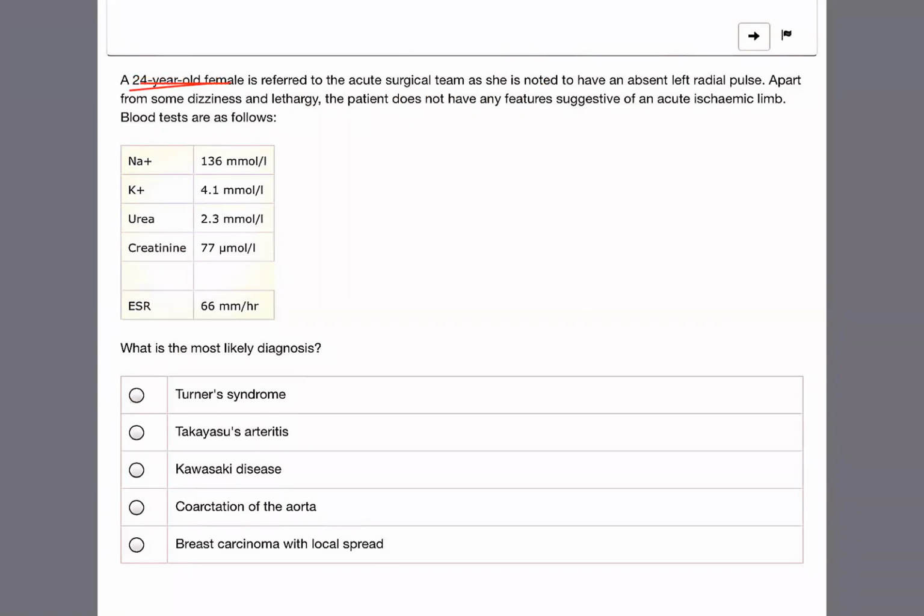Is it Takayasu's arteritis, I think? Absent left radial pulse.